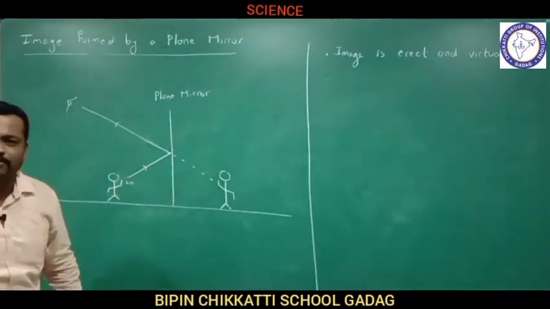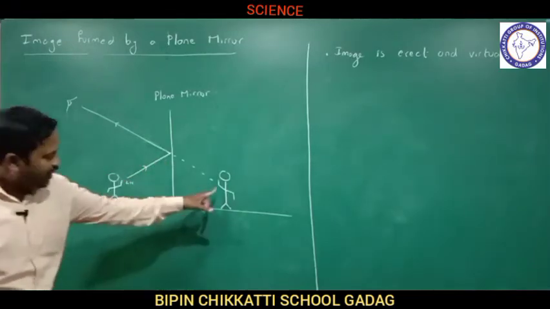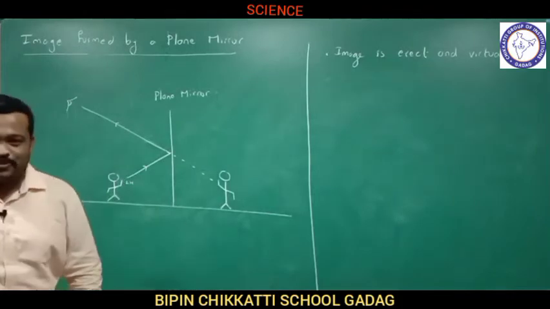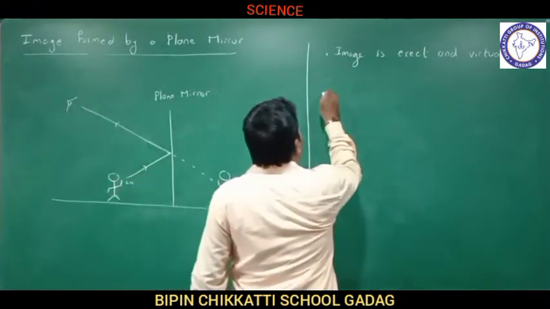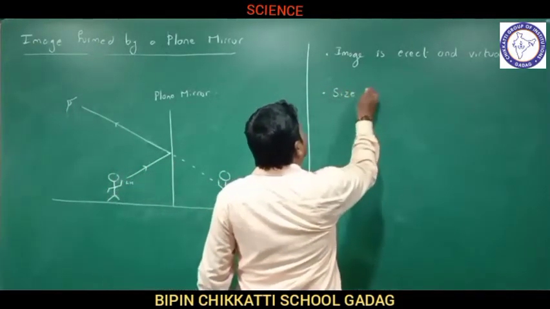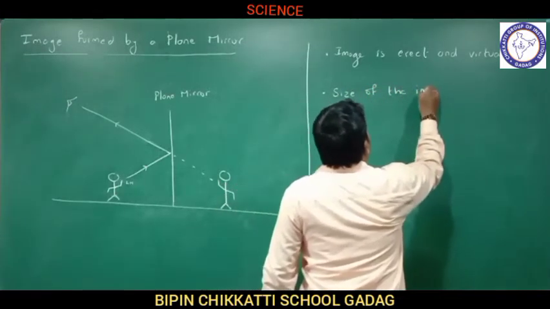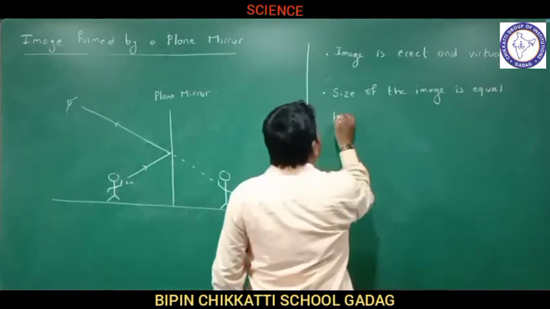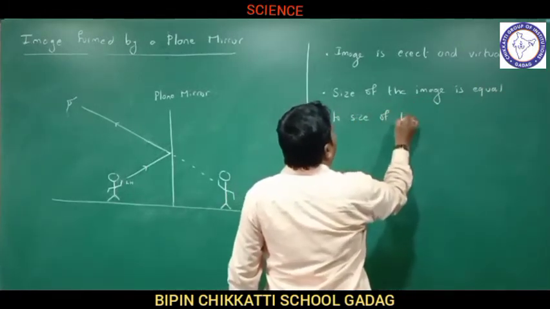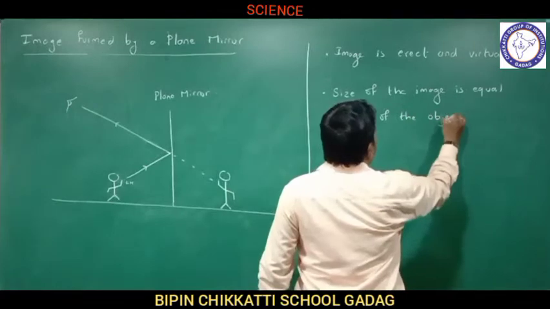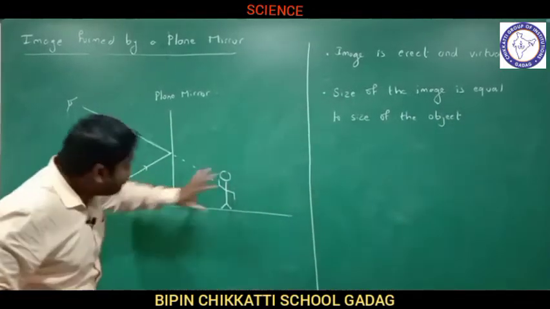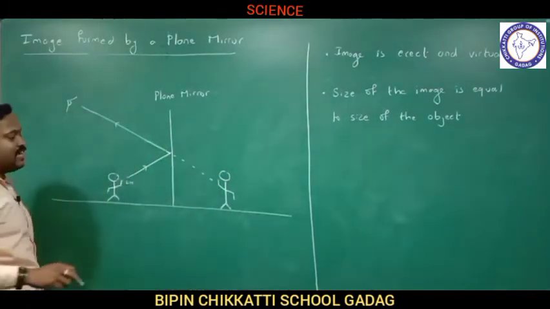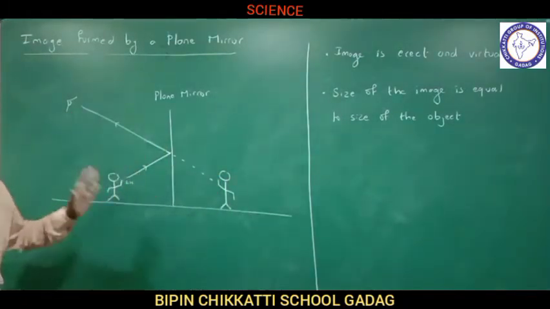Another thing is about the size of the image. The size of the image is equal to the size of the object. Do you understand? That is the characteristic of the image: the size of the image is equal to the size of the object. Both sizes are the same.